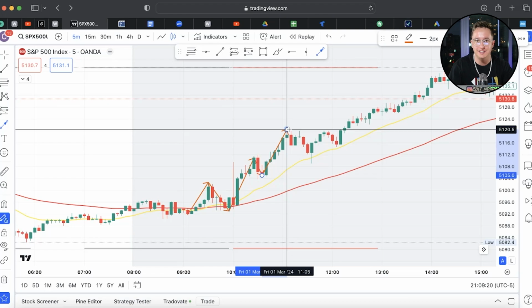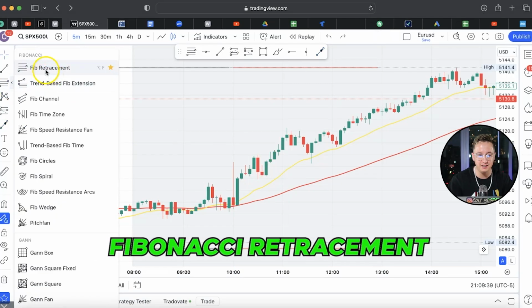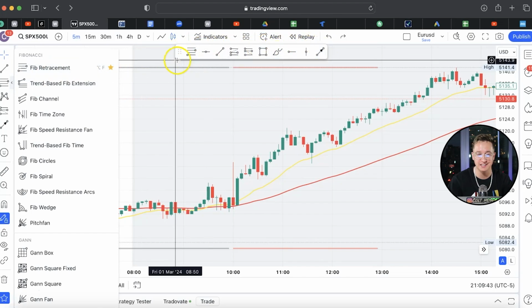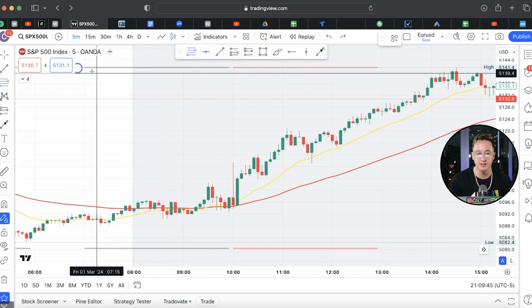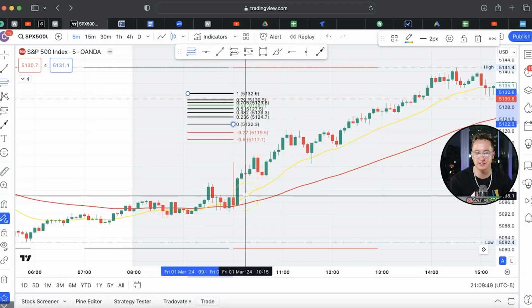Let me show you in this setup some of the confluences that we can add up to give us extra confirmation. If you guys go to the left and you add your Fibonacci retracement, once again you can star it so it's saved up here and it's easier to go to. You can click this and put it on the chart. Now before I put it on the setup, let me give you guys my settings.